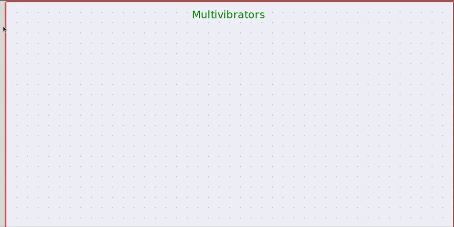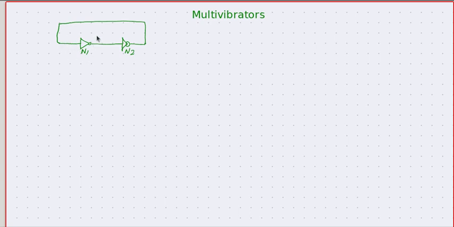Now let us get into a more fascinating world of multivibrators. The basic concept of a multivibrator can be seen when we have a feedback circuit comprising of two NOT gates. That's the feedback circuit we have. There's one NOT gate here and there is another NOT gate here.